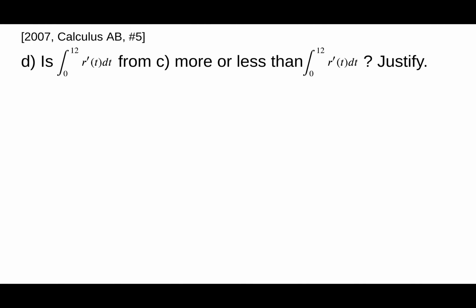In part D, we are asked if the integral from 0 to 12 of r prime of t dt from the previous part of this question is more or less than the actual value of that definite integral, and to provide a justification for our conclusion.